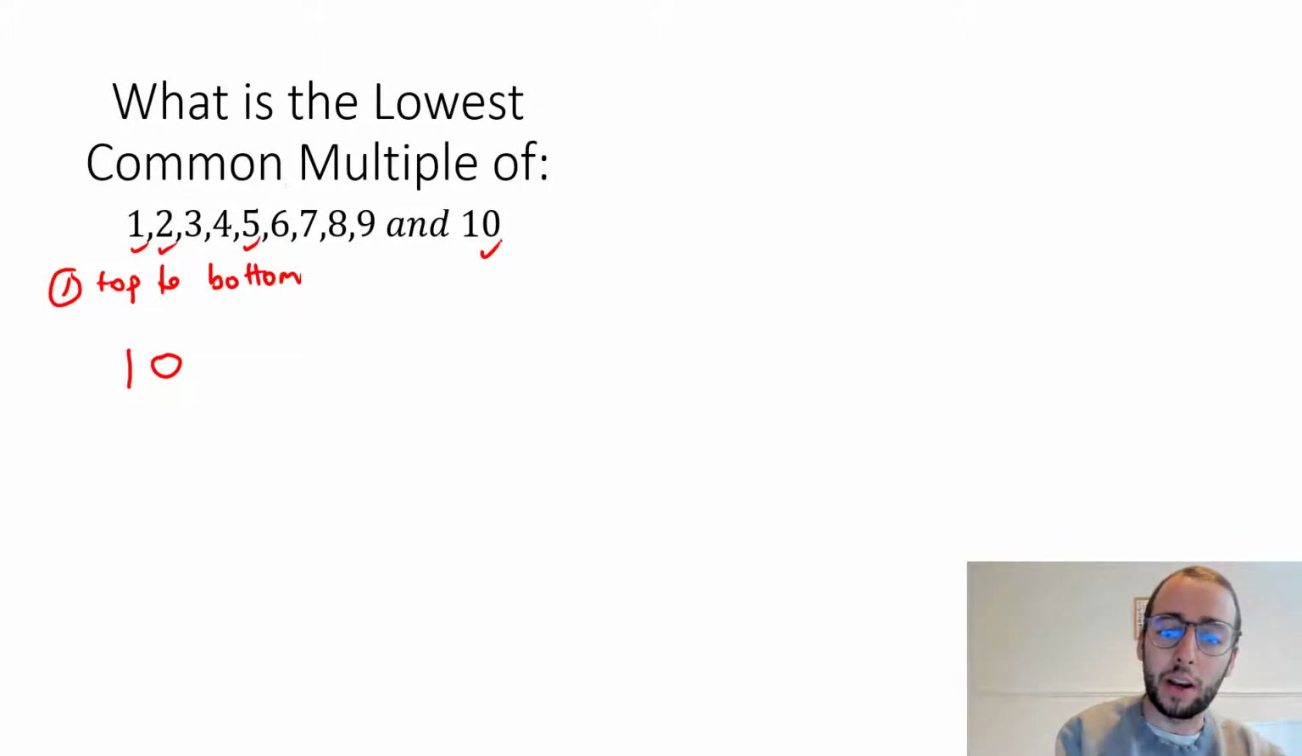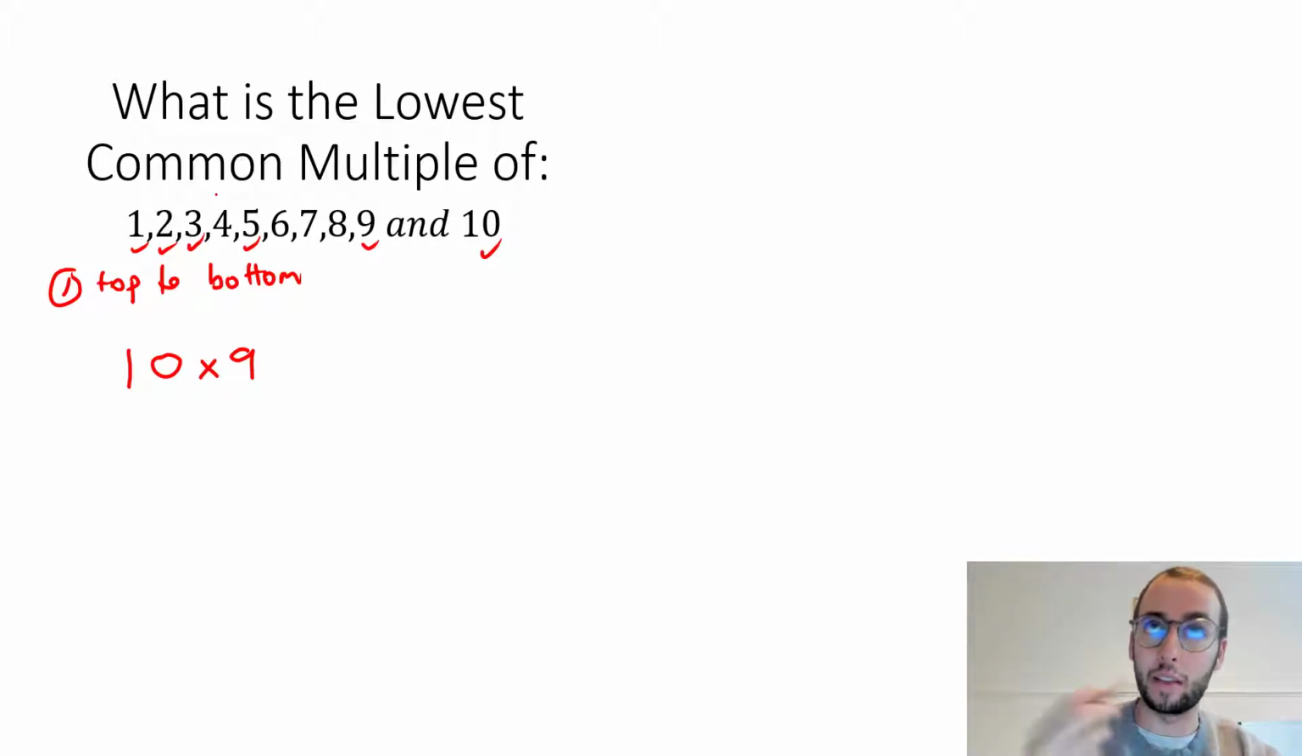Then we go down and we think, okay, it's not a multiple of 9. So to make it a multiple of 9, I'm going to need to times it by 9. Because now 90 is the lowest common multiple of 10 and 9, and 5, 2, and 1. And actually, there's something else there. 9 times 10 is also a multiple of 3, because 90 divided by 3 is 30, so 3 is a factor of 90.